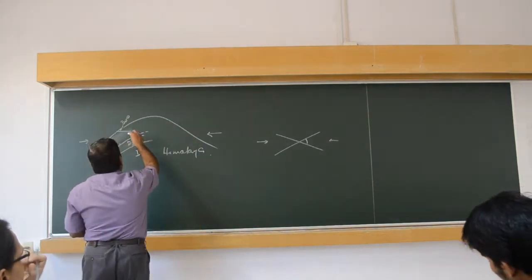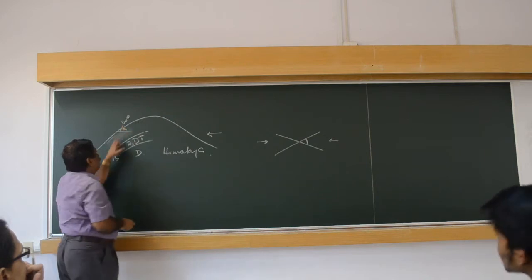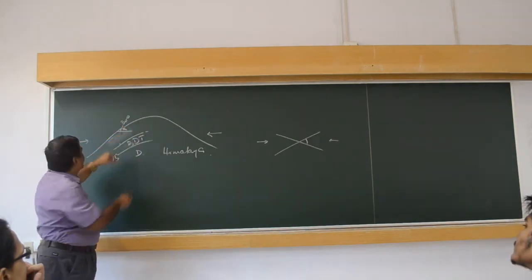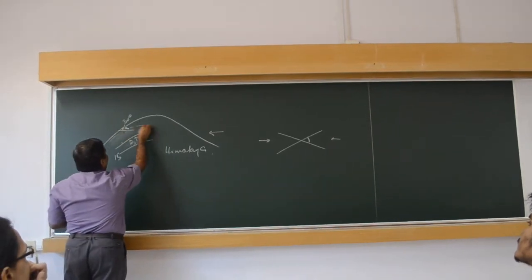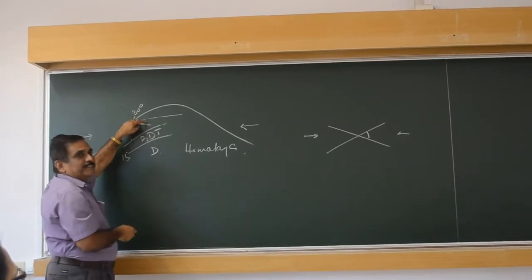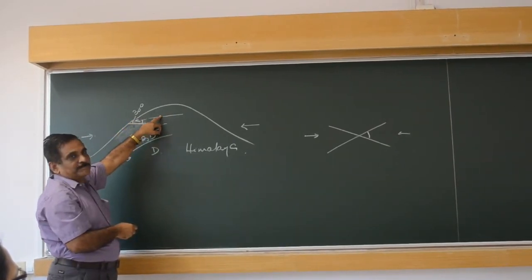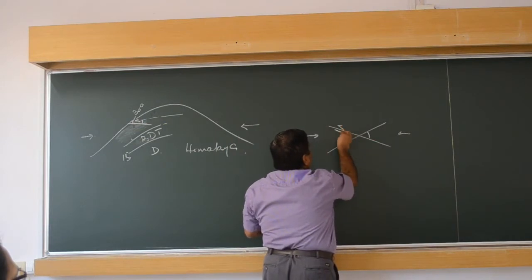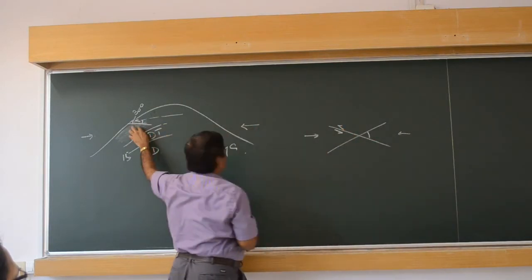So this part will go. You understand this thing now? If this is horizontal, this angle will be nearly 30 degrees. This is horizontal. Why? The direction of compression, so this one is developed, this part. This thrust is developing here.